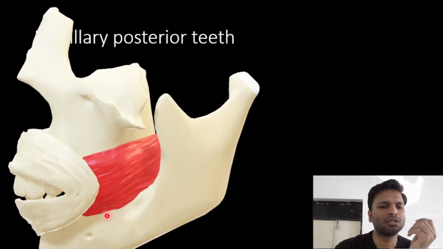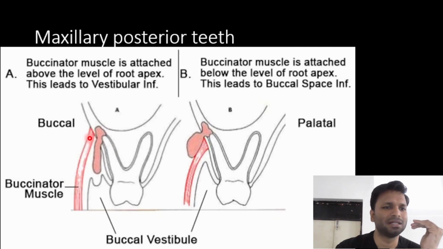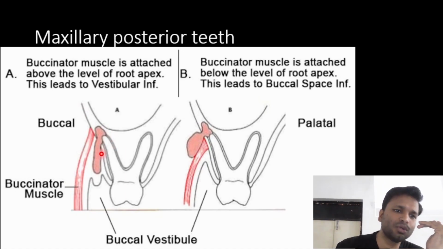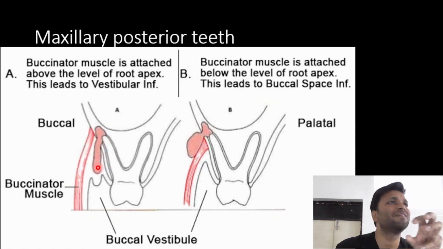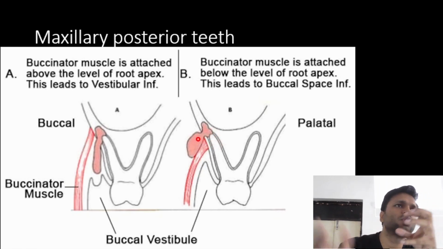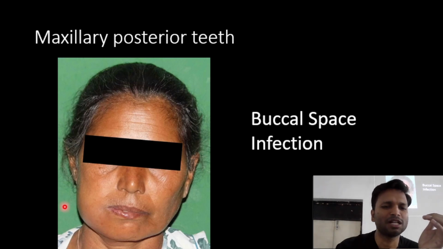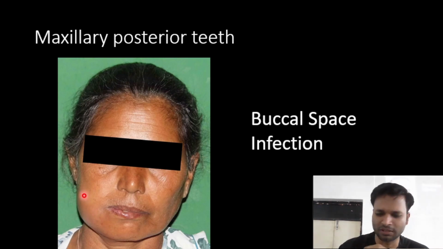Now, we've already talked about the attachment of the buccinator muscle. It is at the level of the apex of the upper and lower posterior teeth. So, depending on the attachment, if the attachment of the muscle is above the level of the apices, the abscess is going to drain into the vestibule. So, that is a vestibular abscess. If the attachment of the muscle is below the apex of the molar teeth, the posterior teeth, then the abscess is going to spread to the buccal space. Okay, so that is a buccal space infection. And this is how a buccal space infection looks. You can clearly see the swelling in the cheek region of the patient.